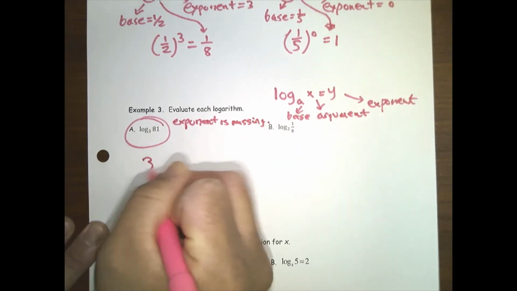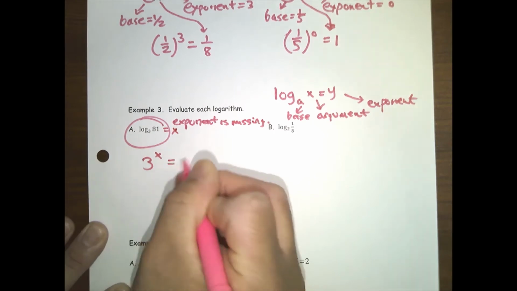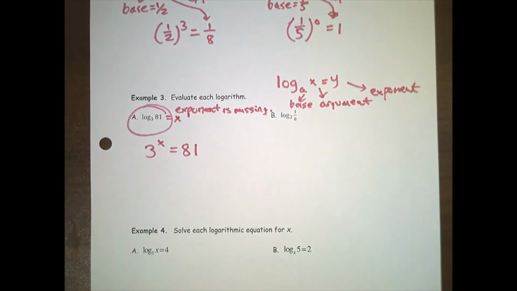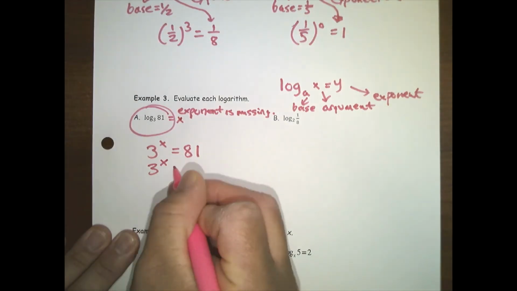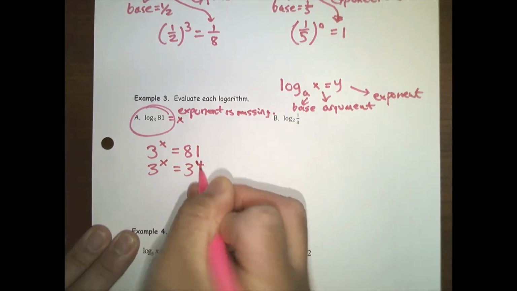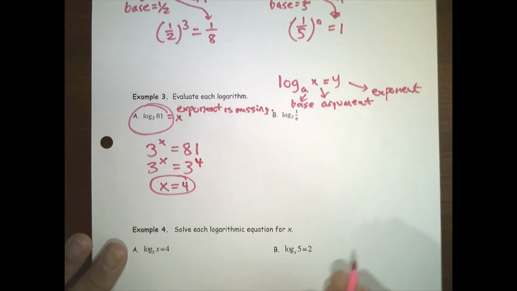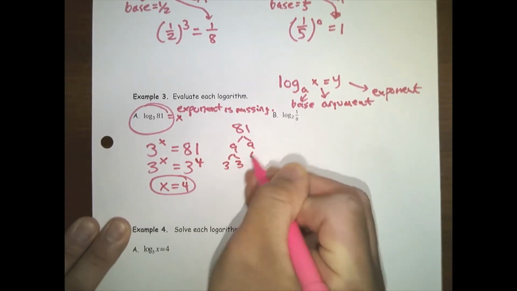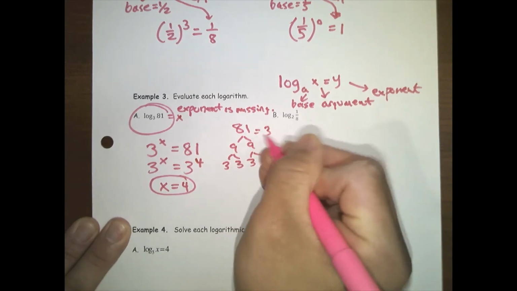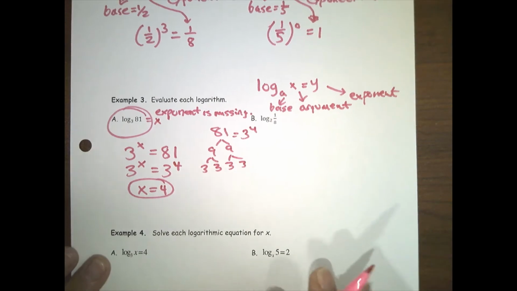So we have 3 to the x, and the result is 81. So 3 to what power is equal to 81? Well, if I think about it, I can rewrite 81 as 3 to the 4th power, and so x is equal to 4. 81 is 9 times 9, and each of those 9s is 3 times 3, so 81 is 3 to the 4th power, which means x is 4.